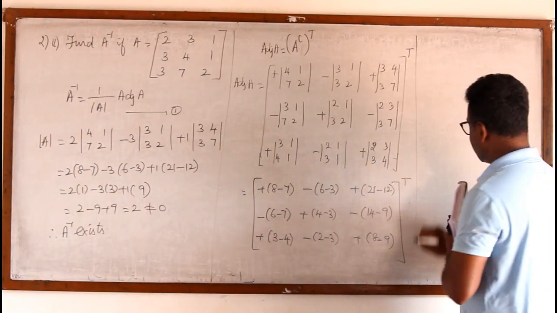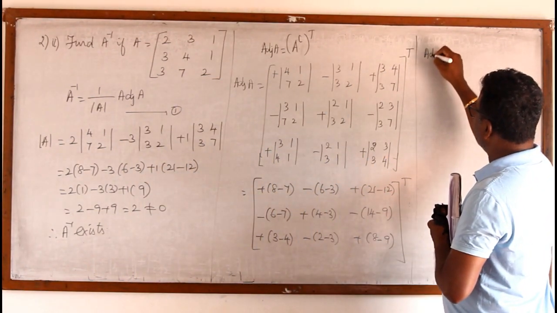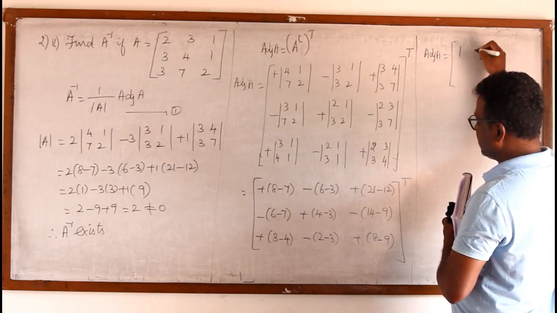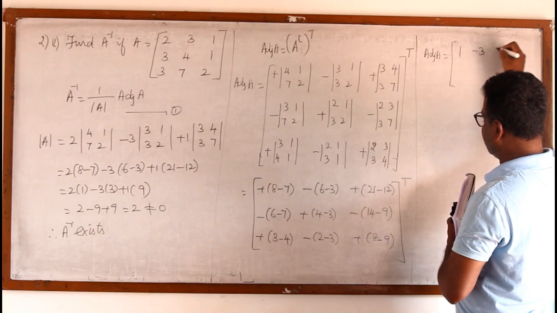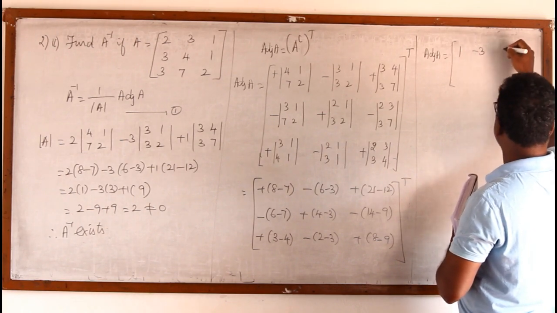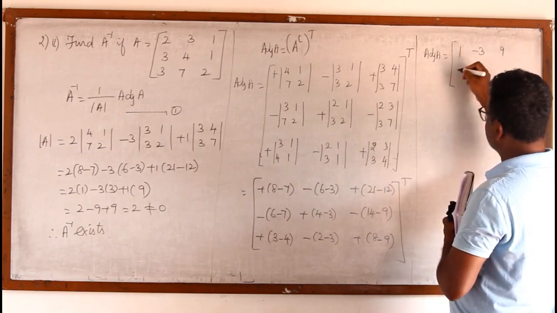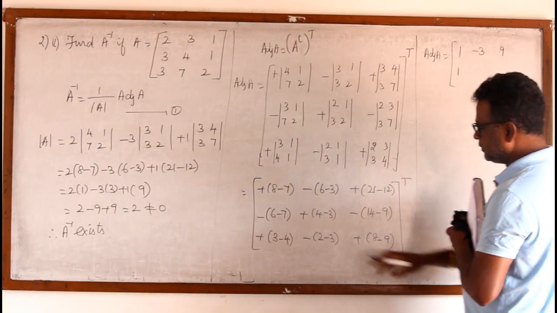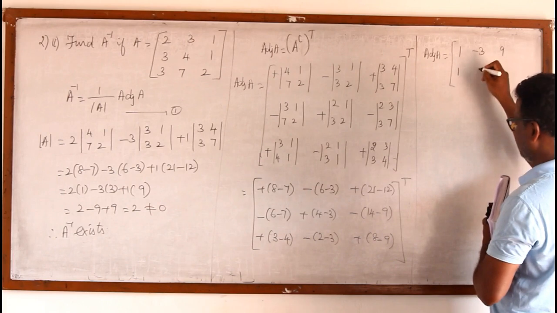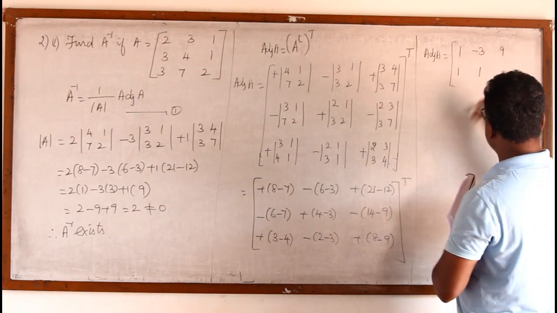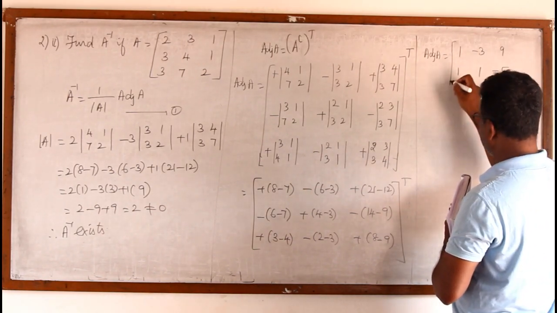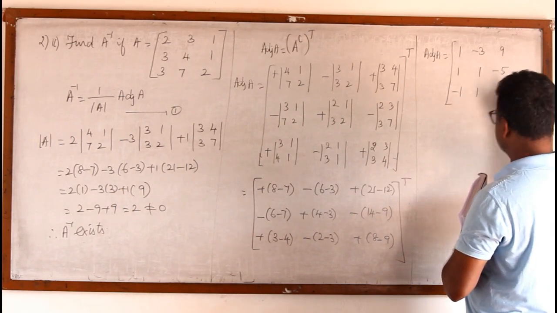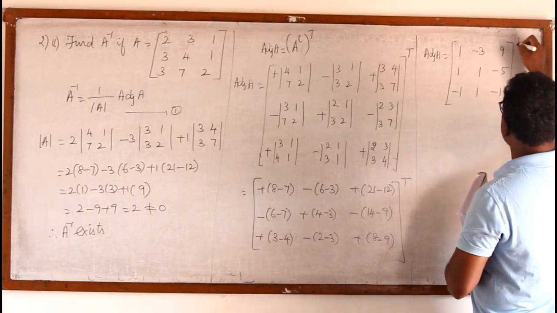Therefore, adjoint of A equal to 1. It is 3, so minus 3. 12 minus 21 minus 12, 9 plus 9. It is minus 1 but plus 1. So 4 minus 3, plus 1. 14 minus 9, 5, so minus 5. 3 minus 4, minus 1, 2 minus 3, minus 1, so plus 1, it is minus 1, transpose.